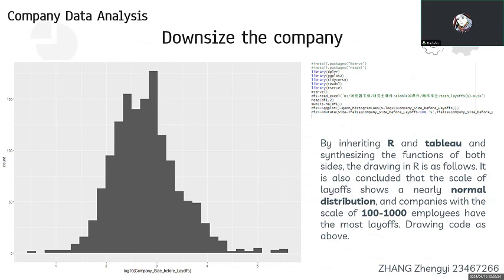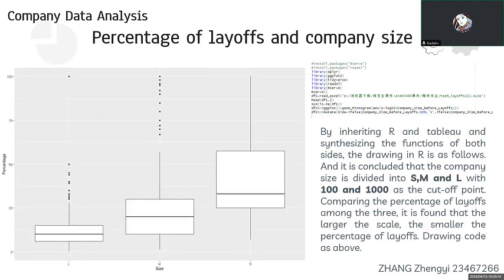The drawing in R is as follows. The drawing code is as shown in the figure below. From the picture, we can conclude that companies that lay off employees show a graph close to a normal distribution, and companies with 100 to 1,000 employees have the most layoffs. At the same time, we divided the company size into 3 size classes, S, M and L, by taking 100 and 1,000 as the cutoff points.